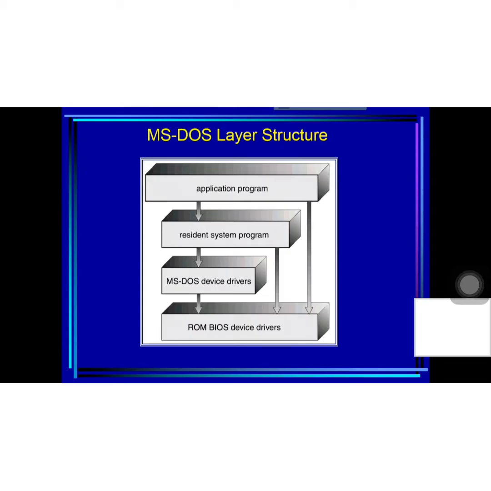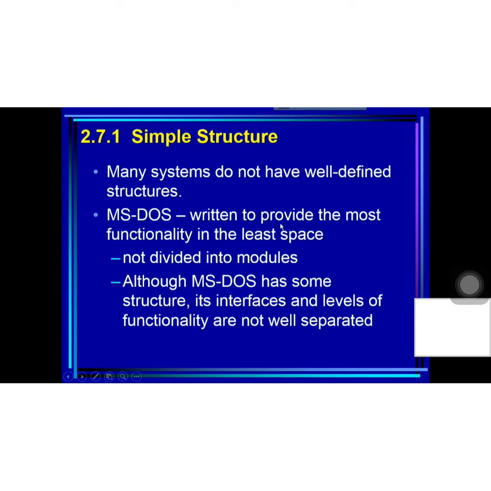Of course, MS-DOS was also limited by the hardware of its era. Because the Intel 8088, for which it was written, provides no dual mode and no hardware protection, the designers of MS-DOS had no choice but to leave the base hardware accessible.